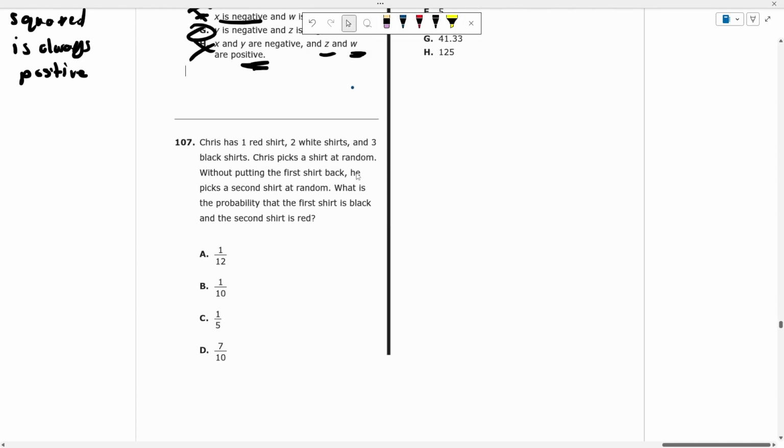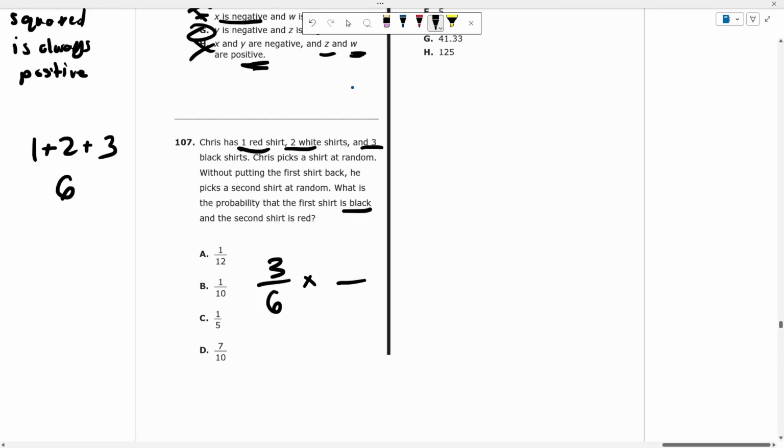Chris has 1 red shirt, 2 white shirts, and 3 black shirts. Chris picks a random shirt without putting the first shirt back. He picks a second shirt at random. What is the probability that the first shirt is black and the second shirt is red? So here we have 1, 2, and 3. So 1 plus 2 plus 3 is going to be 6. So there's 6 shirts in total for us to choose from. And from those 6 shirts, the first one he picks is black. He has 3 black shirts, so the probability is 3 over 6.